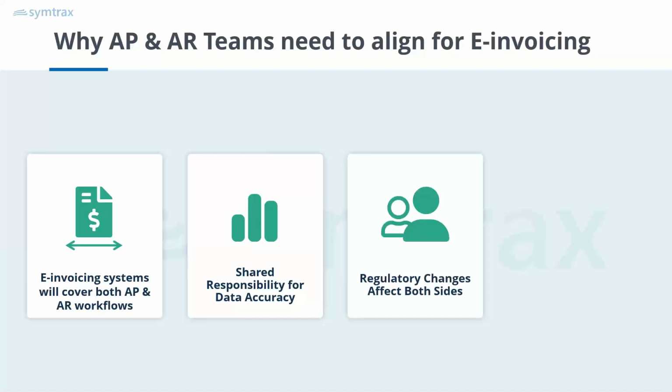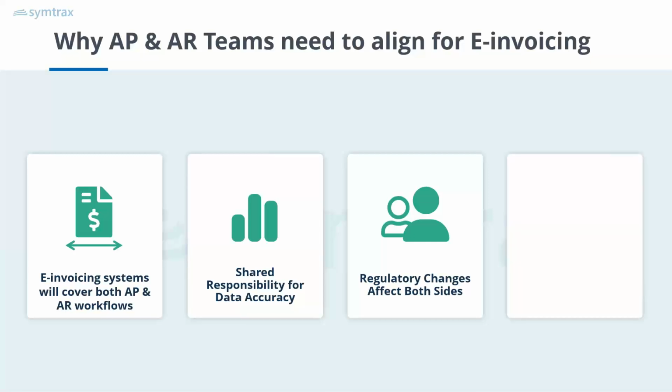Thirdly, regulatory changes will affect both sides at the same time. As rules evolve, whether it's new formats, updated protocols, or additional tax reporting requirements, AP and AR need to stay aligned. If one side adapts and the other side doesn't, you run the risk of bottlenecks, errors, or even penalties.